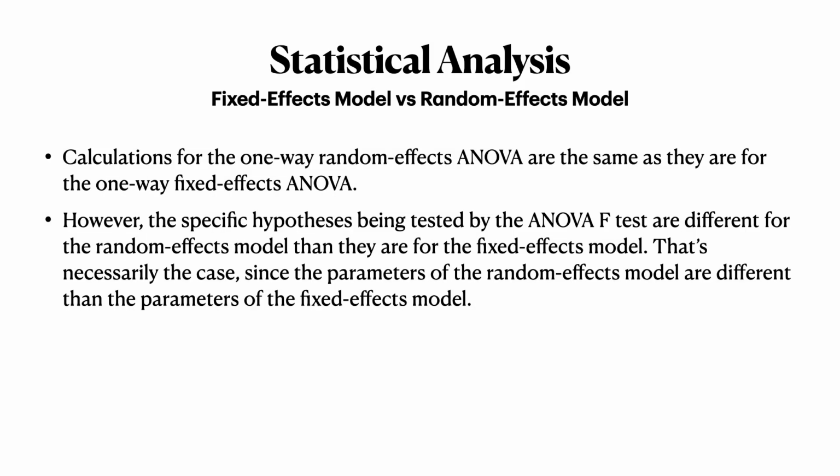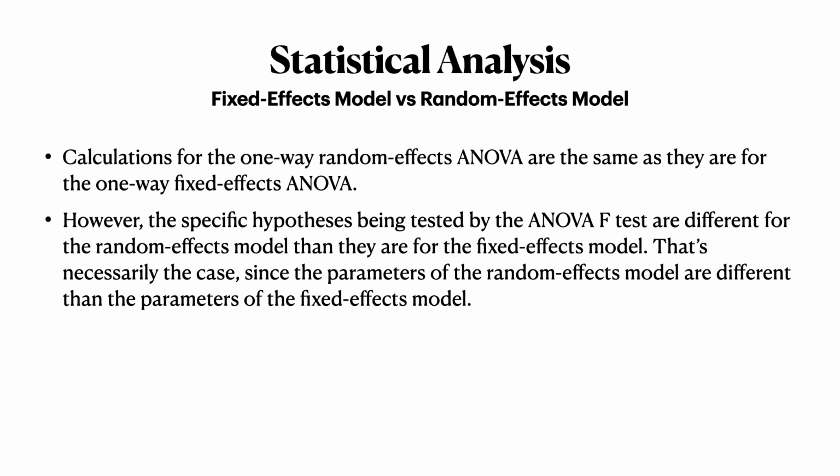Now let's look at how to perform the analysis of variance for the one-way random effects model. The calculations for the one-way random effects ANOVA are the same as they are for the one-way fixed effects ANOVA. Now that's great news, isn't it? Because we already know how to do the ANOVA for the one-way fixed effects model. And so that means we also know how to do the ANOVA for the one-way random effects model.